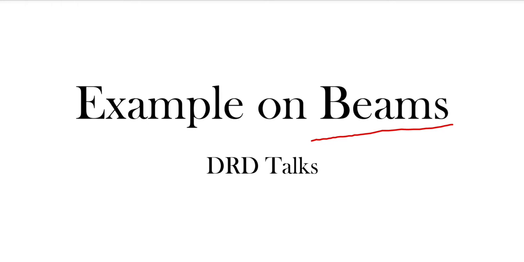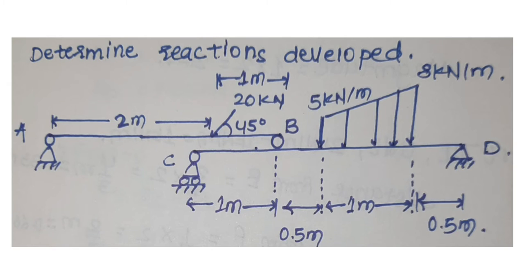This is the last lecture in the chapter of beams, and in this lecture we are going to study a compound example on the subject of beams. So let's start. This is a compound beam. That is, a beam AB and a beam CD. Beam AB and beam CD are joined by a roller at point B. First of all we will consider only beam AB, and then we will consider beam CD. So let's start with AB.